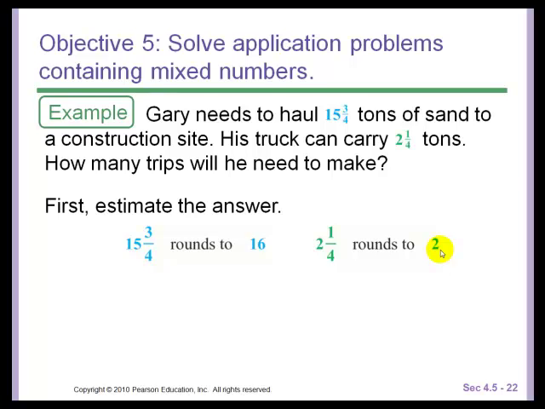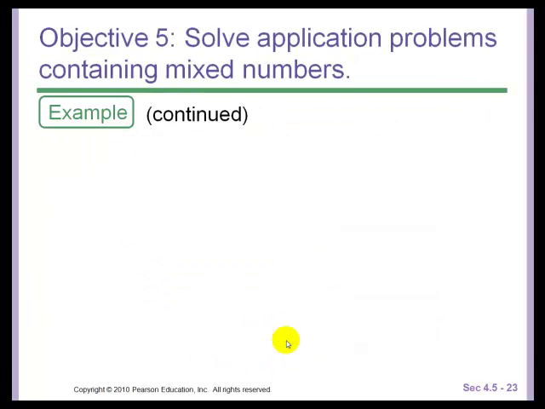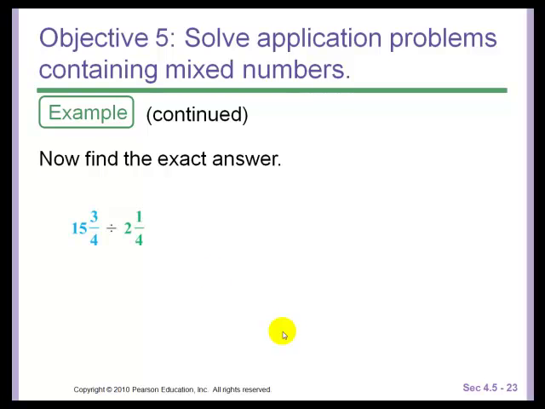His truck can carry 2 tons at a time. How do we figure out how many trips he'll need to make? Well, we're going to take the total number divided by the smaller subsets. 16 divided by 2. So it's going to take about 8 trips. Now let's find the exact answer. 15 3/4 divided by 2 1/4.